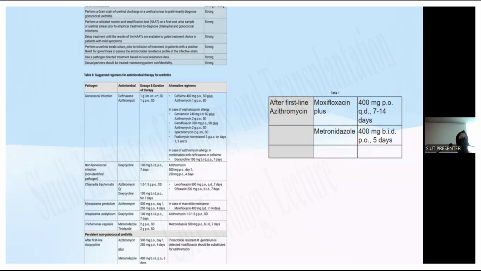In non-gonococcal infections, we can proceed with empirical therapy in case of non-identified pathogens. In that case, the drug of choice is doxycycline at 100 mg BD dosage for 7 days. And alternatively, we can also use azithromycin, which is given in a dosage of 500 mg on the first day, followed by 250 mg for the following 4 days.